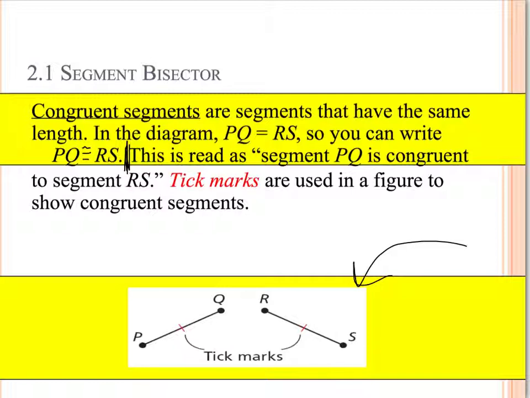It says congruent segments are segments that have the same length. In the diagram, PQ is equal to RS, so you can write PQ is congruent to RS, and your congruency symbol is going to look like that with a little squiggle on top. It says this is read as segment PQ is congruent to segment RS. Tick marks are used in a figure to show congruent segments. So in the previous example that I showed you, I used these wonderful tick marks, and they just say that PQ is congruent to RS, that those two lengths are the exact same length. All right.